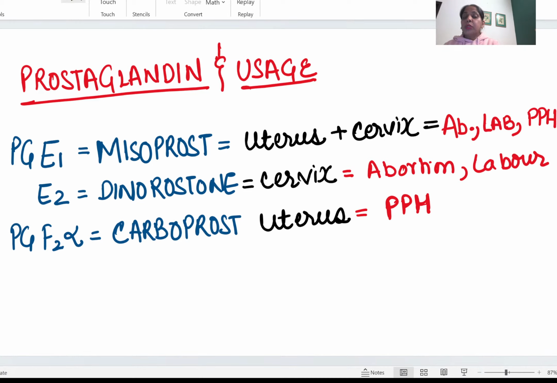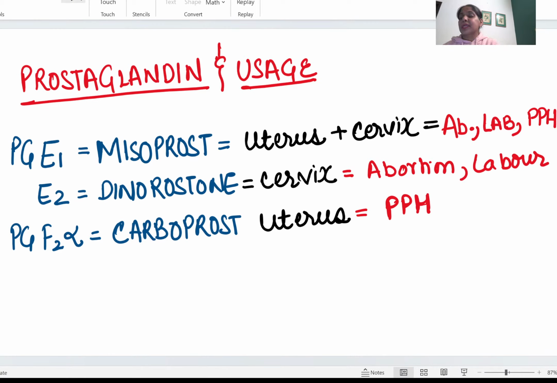Okay, so prostaglandin E2, the medical name of it is dinoprostone. It acts only on the cervix, so that is why it is used only in abortion induction and labor induction. Prostaglandin F2 alpha, carboprost, acts only on the uterus. Therefore, it is not used in abortion and labor induction. It is only used in PPH.